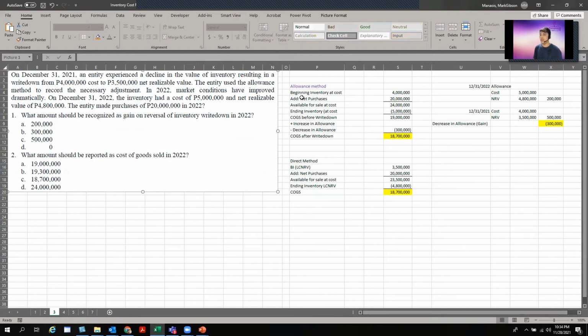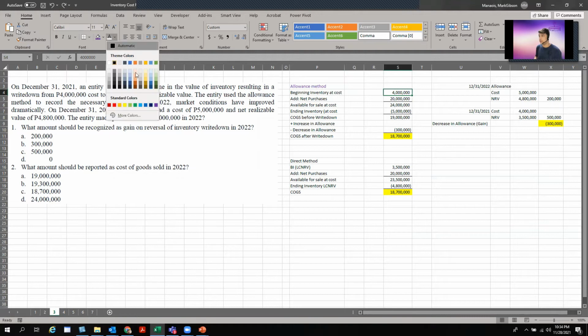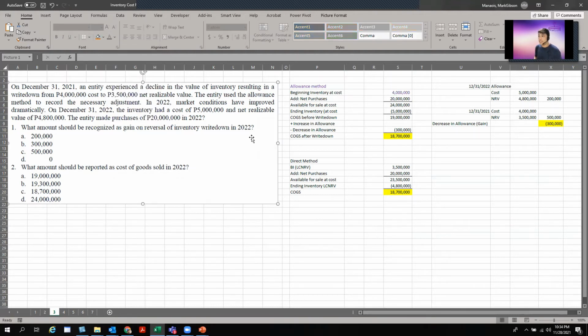So let's have the allowance method first. No? Ang tandaan, ang tinatanong lang naman sa atin sa requirement number 1 is how much is the gain on the reversal of write-down in 2022. So gawin natin class para lang at least mas maintindihan. Under the allowance method, so beginning inventory, sabi natin, we'll record it at cost. No? So beginning inventory, that's 4 million. Add net purchases. Net purchases also given. So that's 20 million pesos.